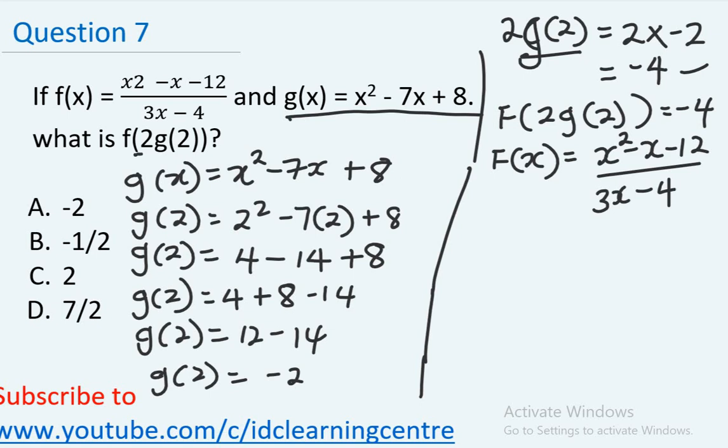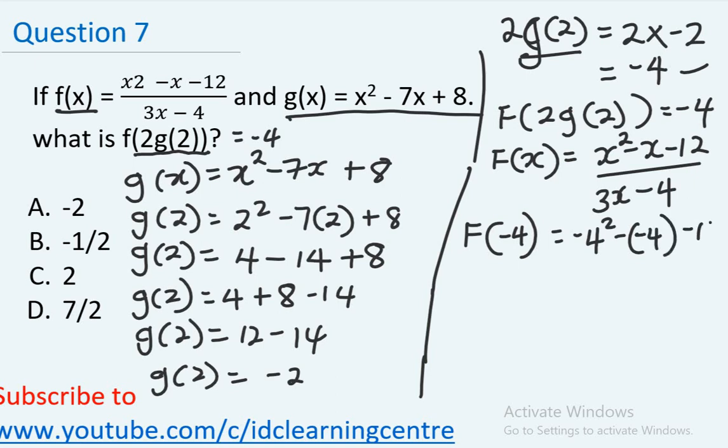Since f, all these represent x, so that means everything here is also minus 4. We'll now do f of x. I'm solving this now, x will be minus 4, so replace x squared with minus 4 squared, minus x with minus minus 4, then minus 12 over 3 times minus 4, minus 4.